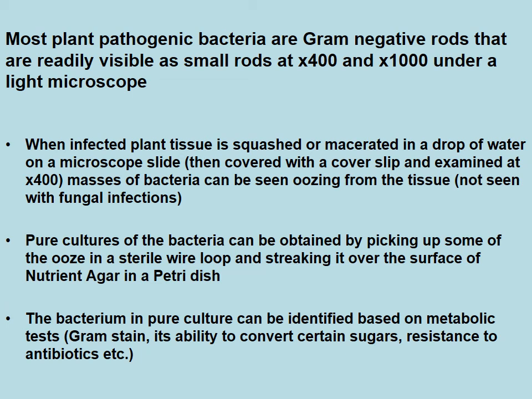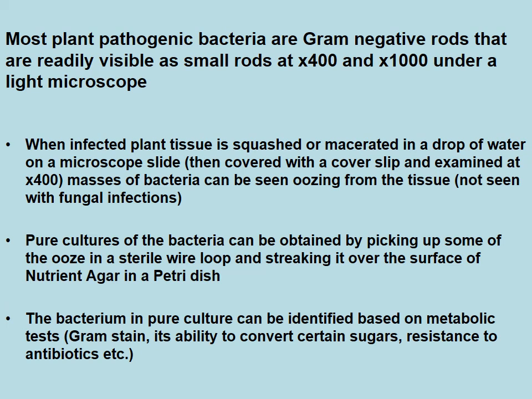Most bacteria can be placed into one of two broad categories, either gram-positive or gram-negative. Most plant pathogenic bacteria are classified as gram-negative, and they're readily visible at times 400 and times 1000 under your regular compound light microscope. When infected plant tissue is squashed or macerated in a droplet of water on a microscope slide, then covered with a cover slip and examined at times 400 under the microscope, masses of bacterial cells can be seen oozing from the tissue, and this is not seen with fungal infections.